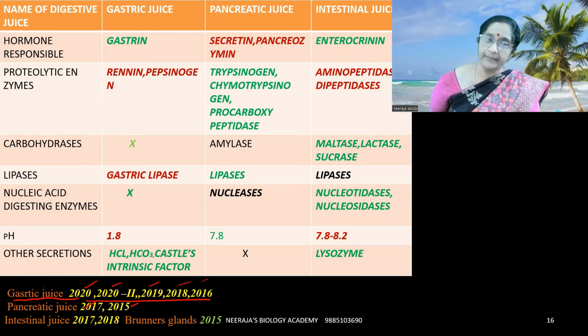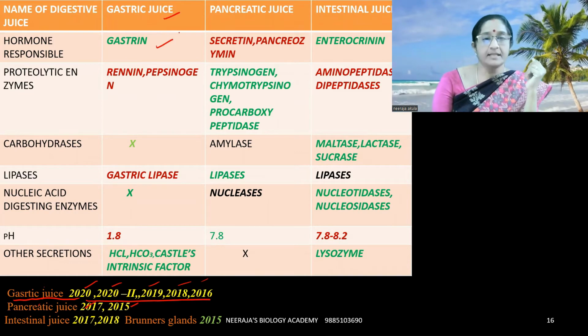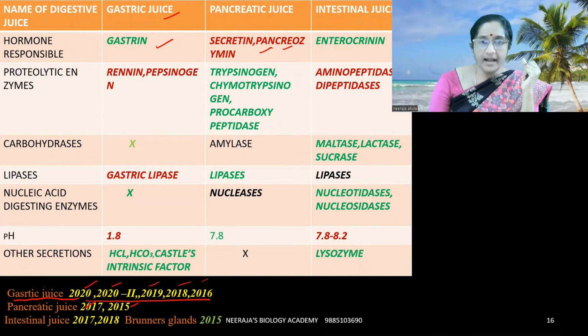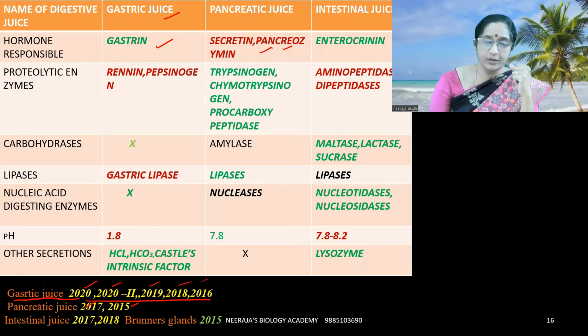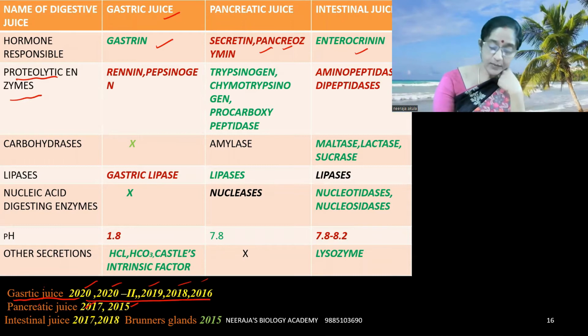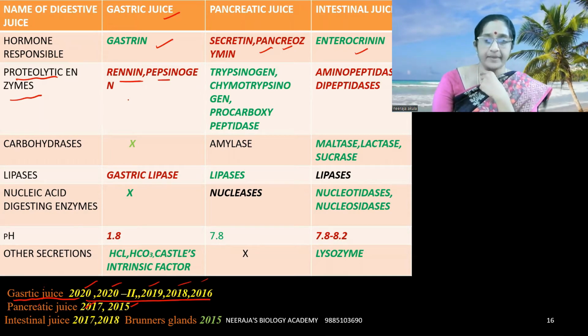mode of action. So if we come to the gastric juice, gastrin is a hormone responsible for release of this gastric juice. Secretin and pancreozymin are the hormones responsible for release of the pancreatic juice. Enterocrinin is a hormone responsible for the release of intestinal juice. So here, gastric juice consists of proteolytic enzymes renin and pepsinogen.